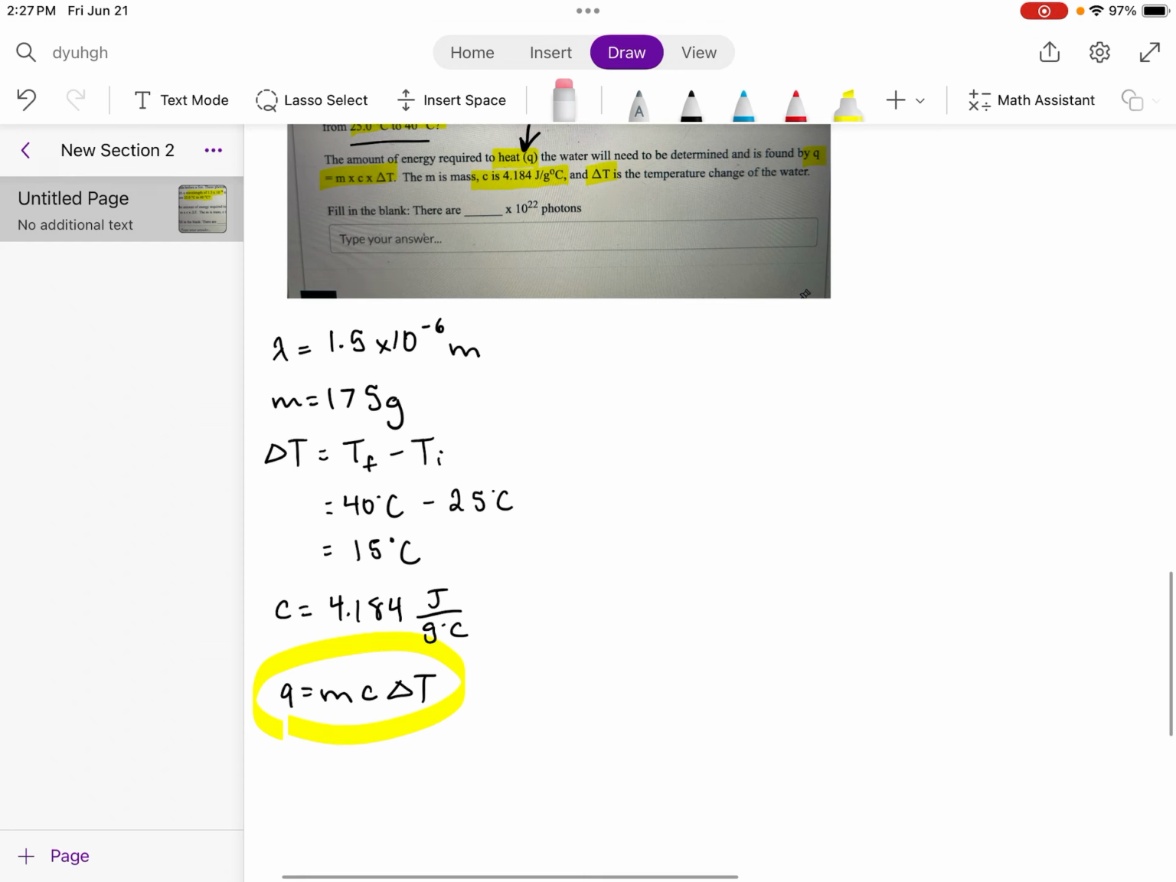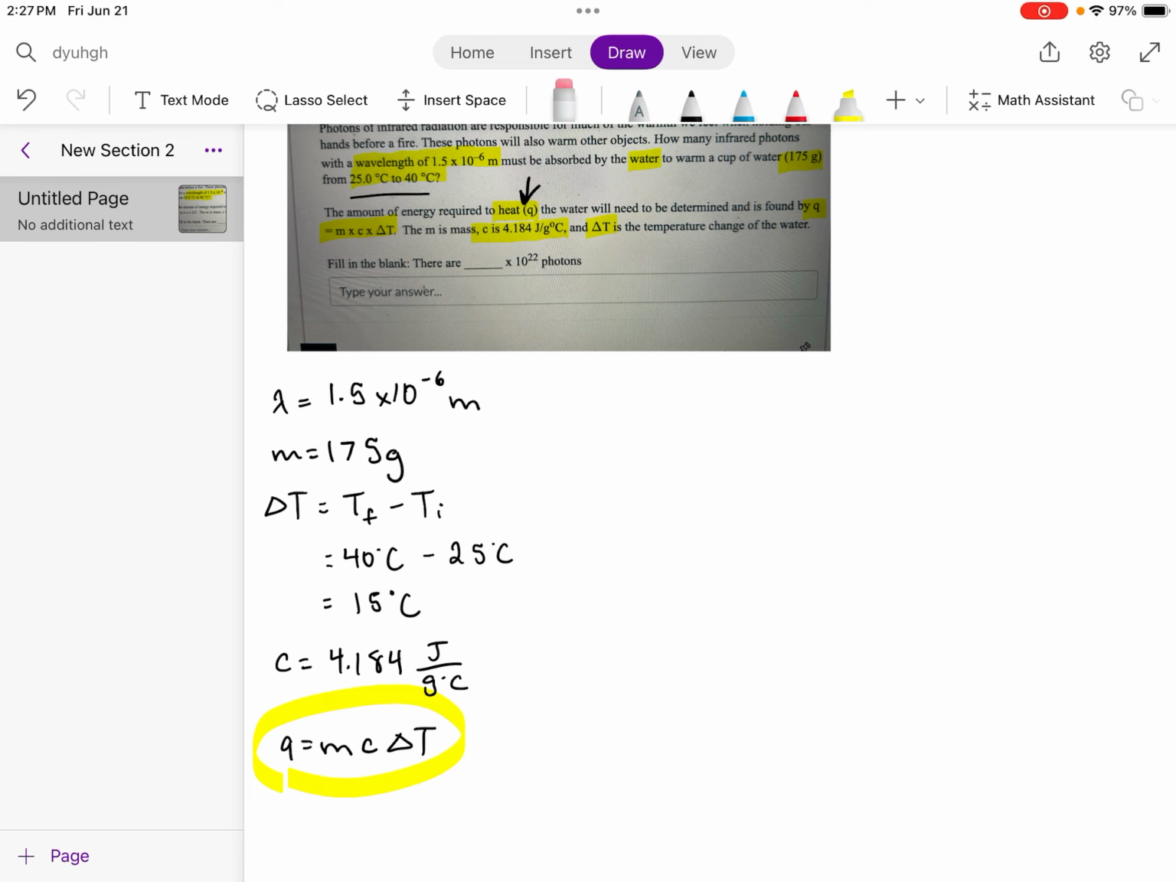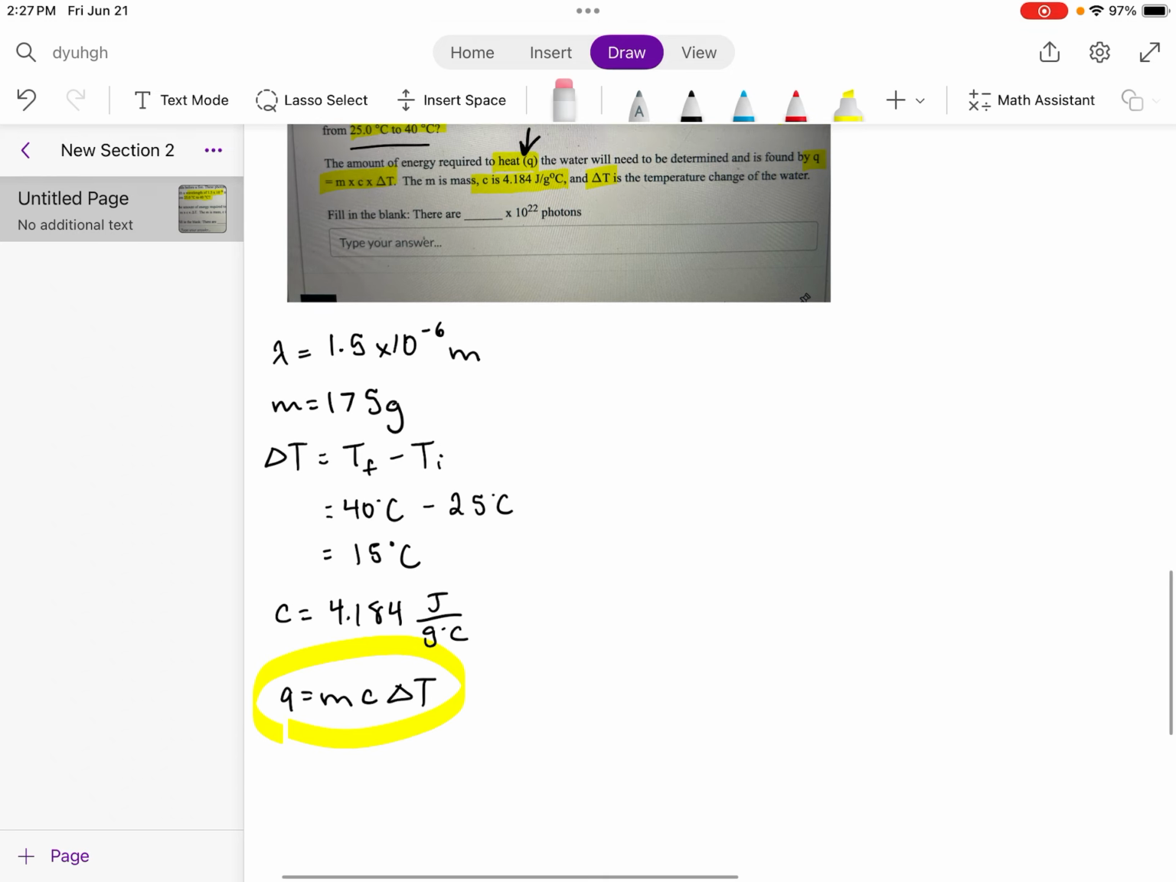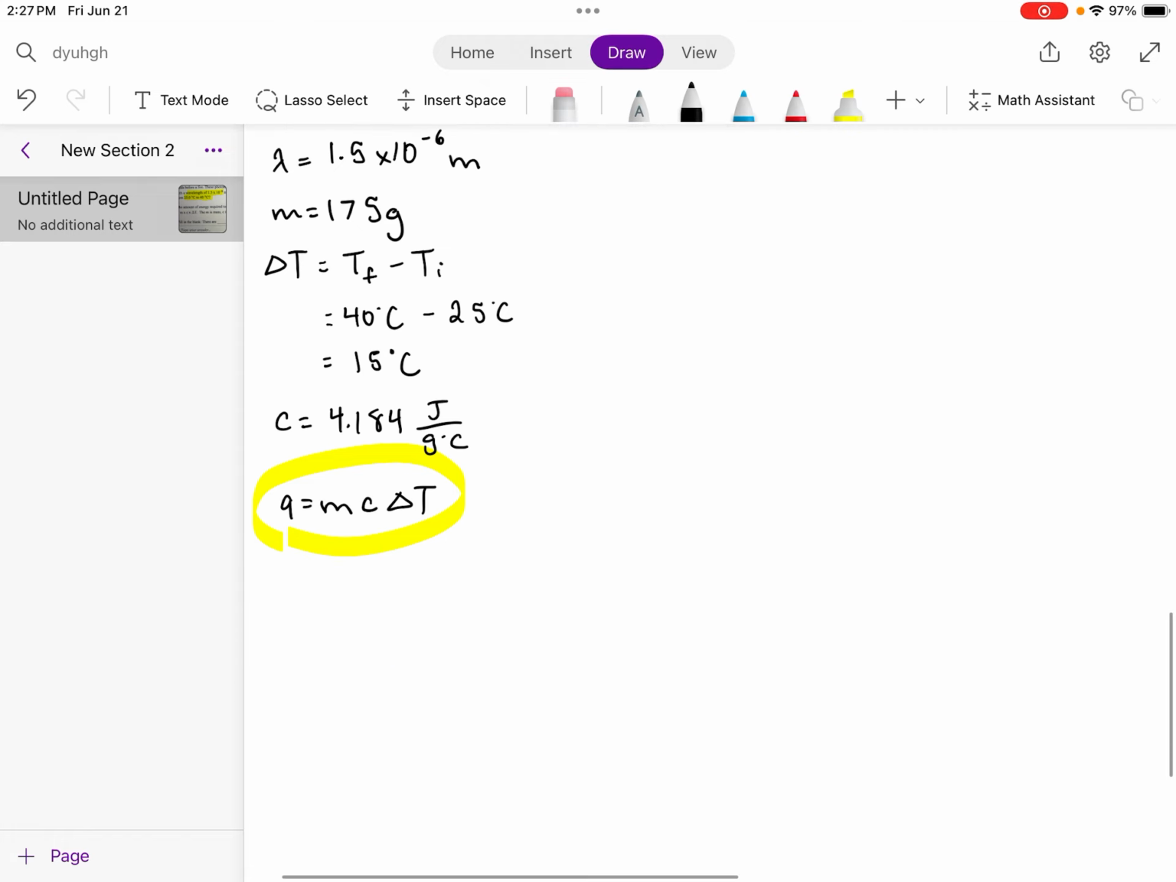So once we know Q, once we know how much energy was needed to heat 175 grams of water, then we can use that amount of energy to help us determine how many photons made up that energy. Okay? So now we can just plug away. So Q, how much mass? There's 175 grams. And actually, before I go on, I think it's good practice to make sure our units all work together.